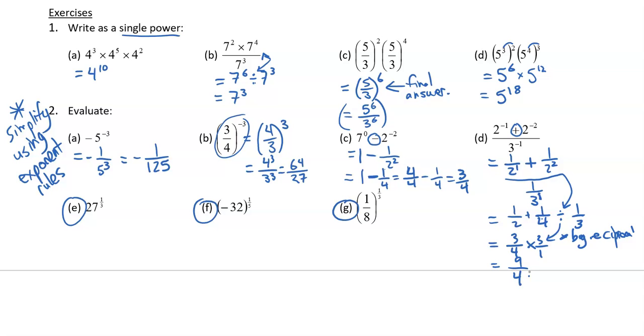So there you go. There's a look at the exponent rules. We're going to take another look at this in the next video, which if you're in my class is going to be happening tomorrow.